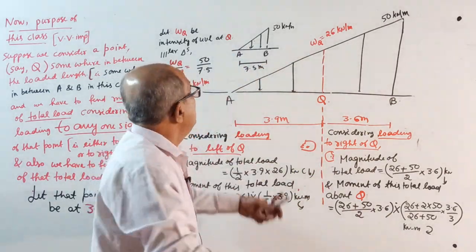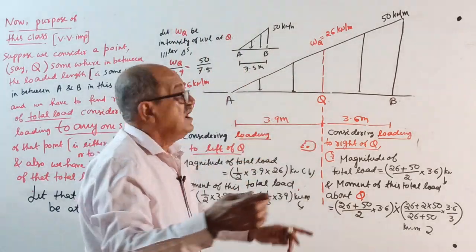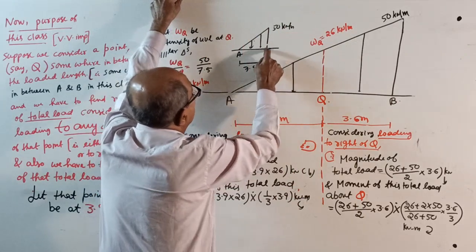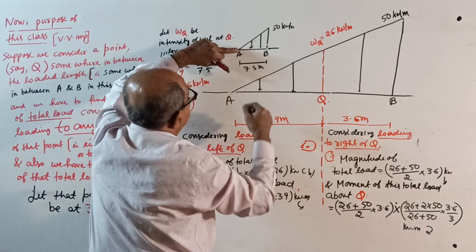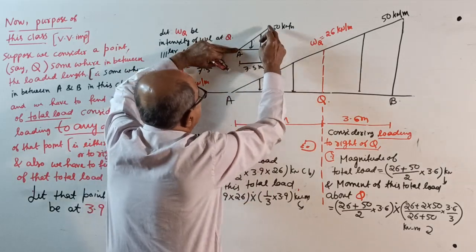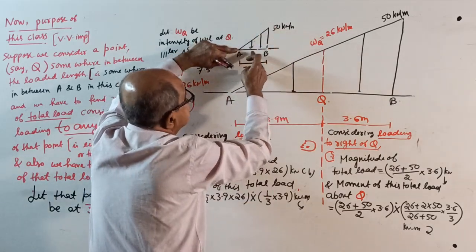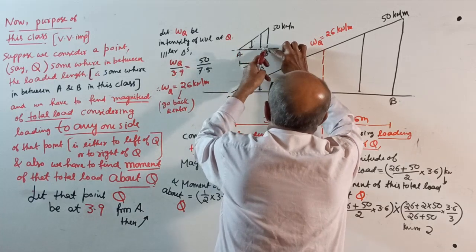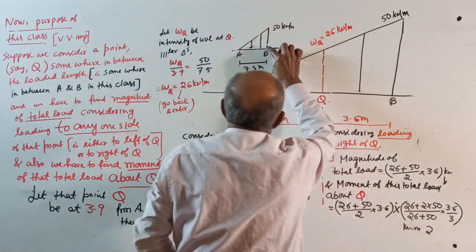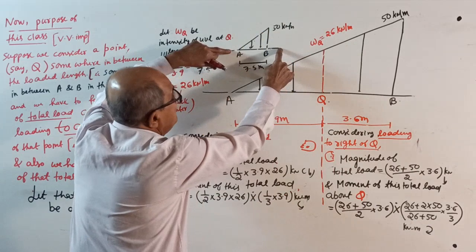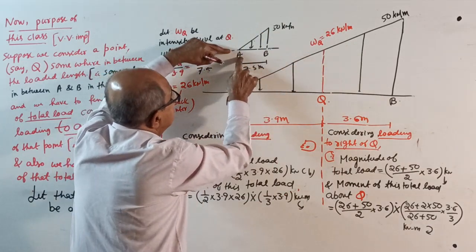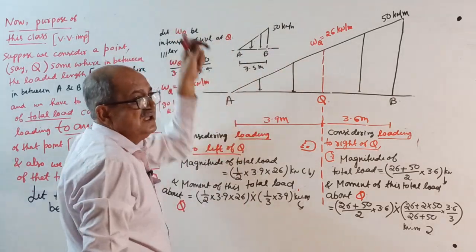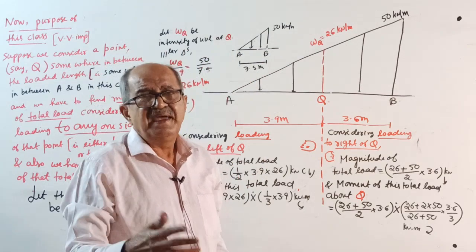Then I will tell once again, which is already over earlier: for the entire loaded length, total load is half into 7.5 into 50. Moment about this point is half into 7.5 into 50 into 2/3 of 7.5. About this point, half into 7.5 into 50 into 1/3 of 7.5. About this point, this distance plus 2/3. About this point, this distance plus 1/3. You change it. I cannot say the recording once again.